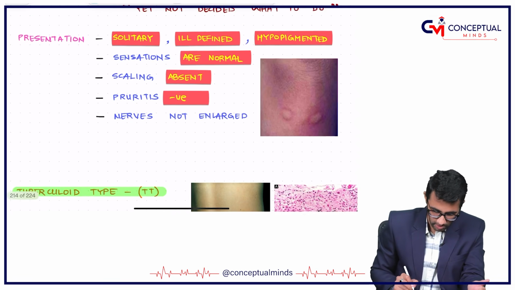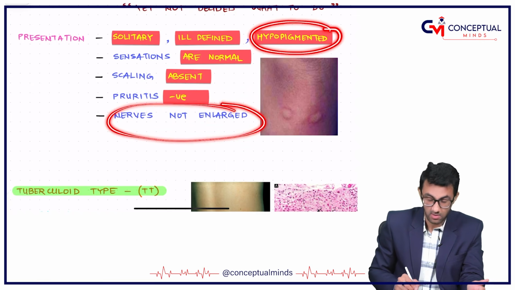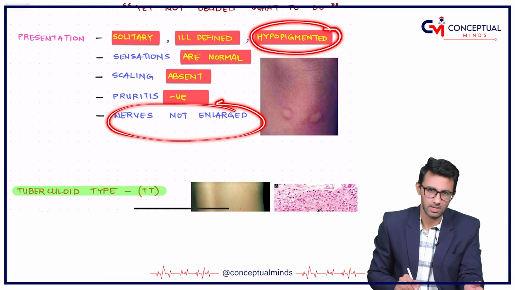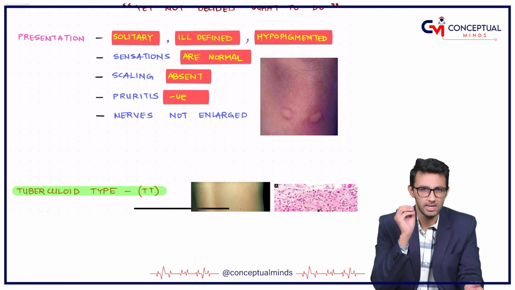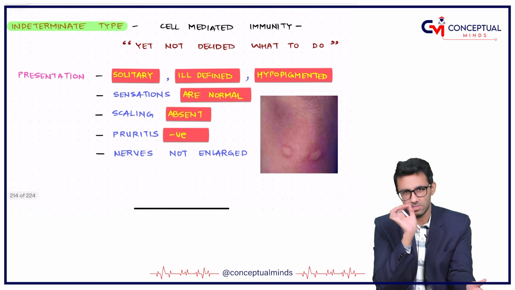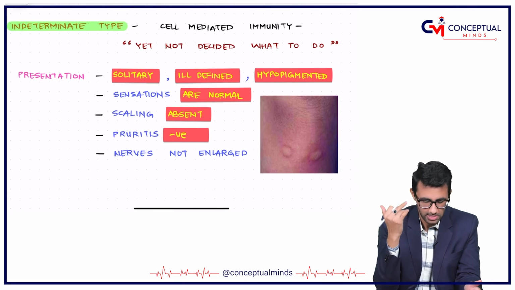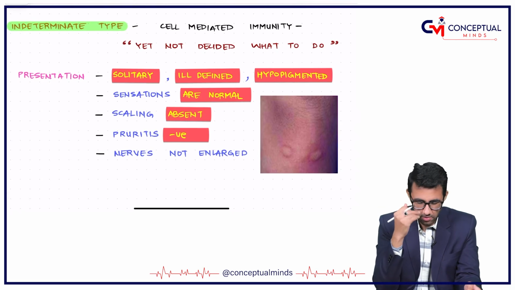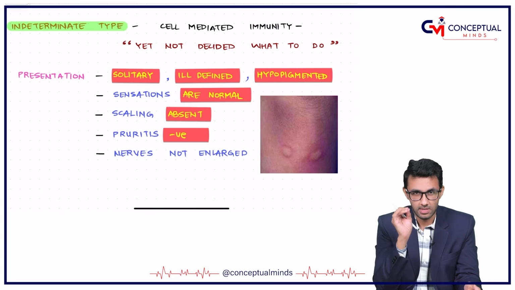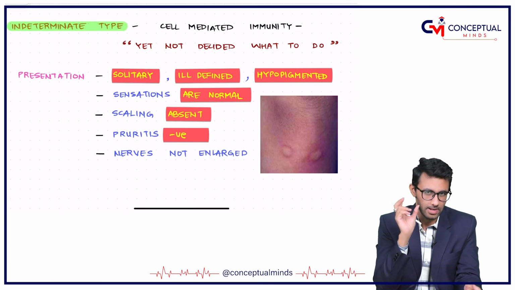Okay, how about the nerves? Even though they are hypopigmented patches, the nerves are not enlarged. So we cannot have a very clear-cut demarcation about the nerves. This is all about the indeterminate type, because the body has still not made much progress. But we need to know this, to keep it as a differential diagnosis whenever we see a hypopigmented patch.